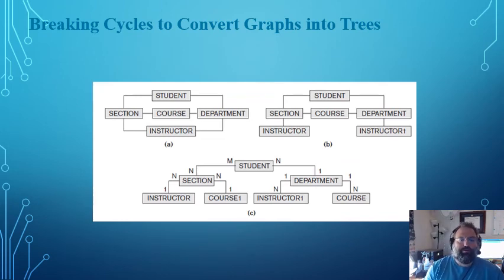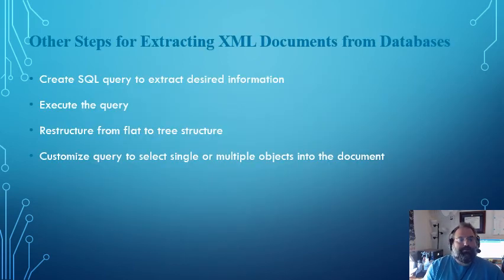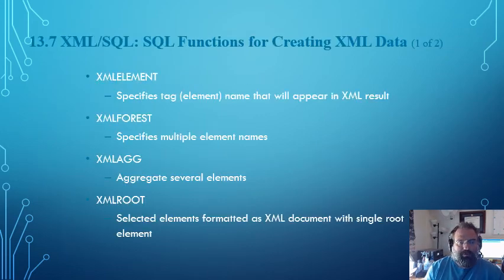Breaking cycles to convert graphs into trees: sometimes you have cyclic representations. You're going to basically pick something to be the root and hang it off of that, so to speak. Other steps for extracting XML documents from databases are to create an SQL query to extract the desired information, execute the query, restructure from a flat to a tree structure, and customize the query to select a single or multiple objects into the document. There are also some database systems that support the concept of you simply adding something like FOR XML and it'll do some of that work for you.